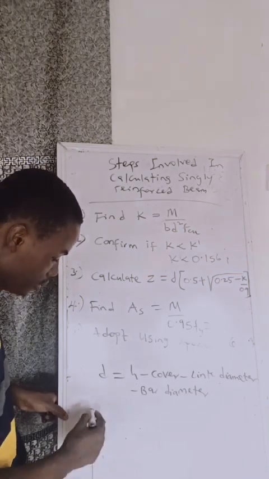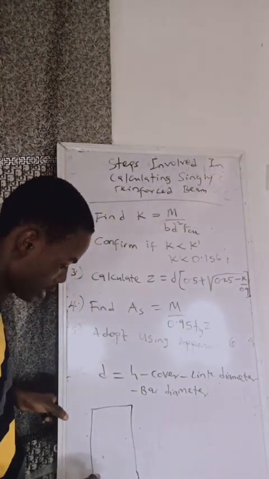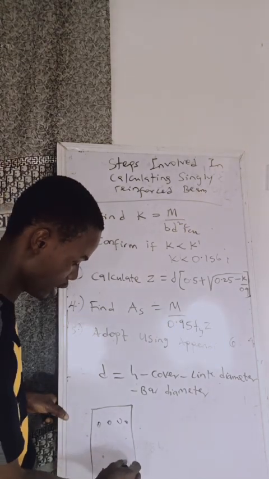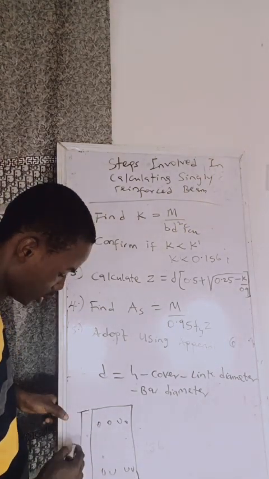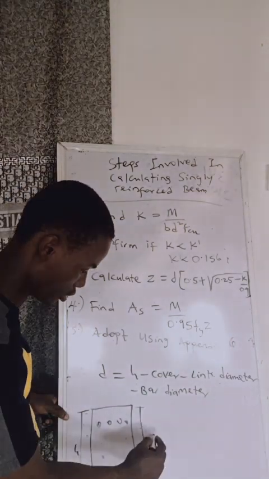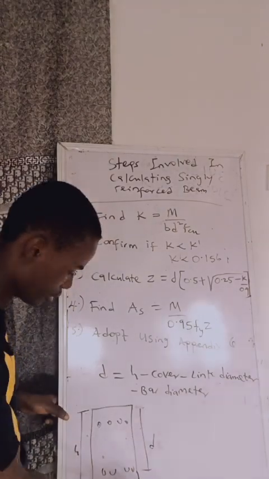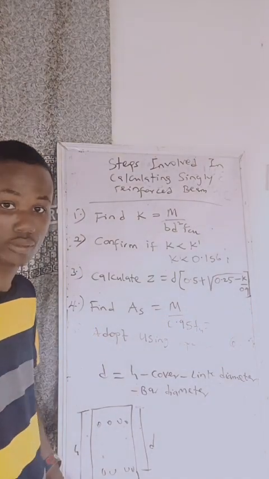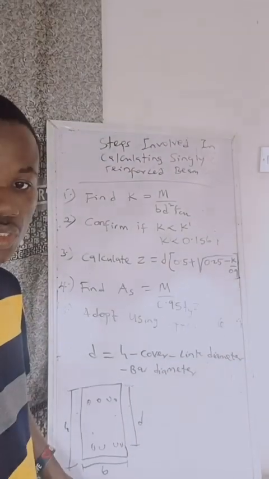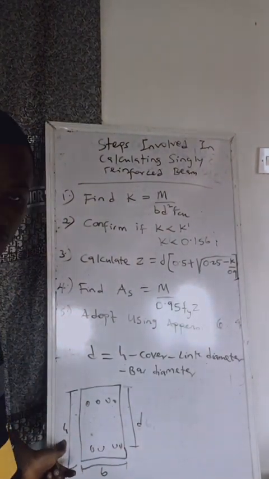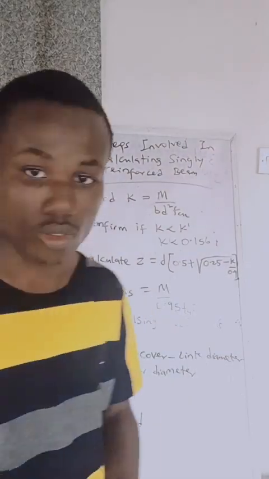This is how the section of a beam looks like. They'll give you the height, the total height, which is h. Your depth is from here to here. This is your d, while this is your b, from here to here. So if you're not given your d, you'll be given your h. Is that clear? So that is just how to do this.